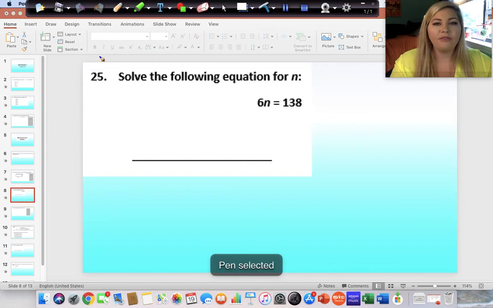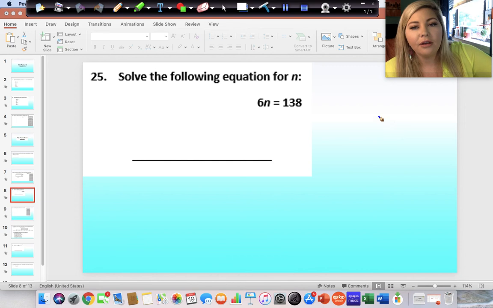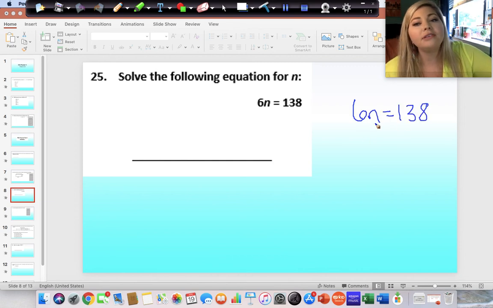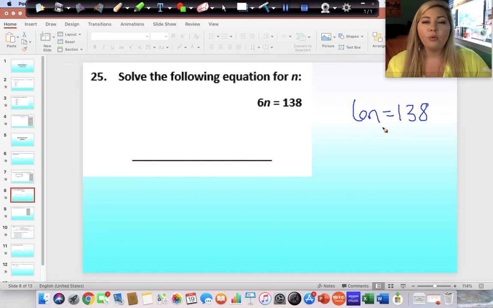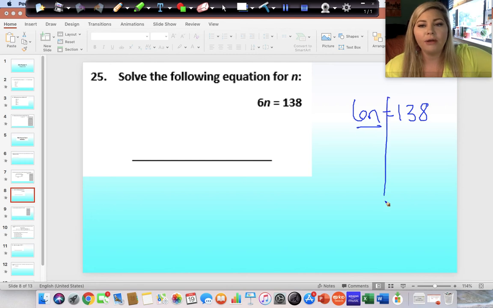Okay, it says solve the following equation for n. We have 6n equals 138. Right now, this is just a multiplication problem. When you have a variable in front of your coefficient, it just means that you're multiplying those two together. So to solve a multiplication equation, you have to do the opposite of multiply, which is divide. So we want to divide both sides here by 6.